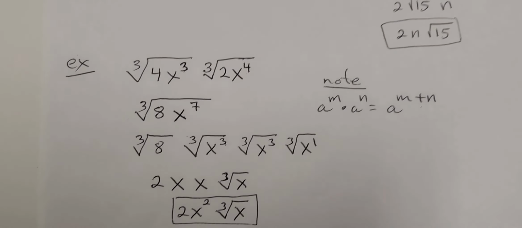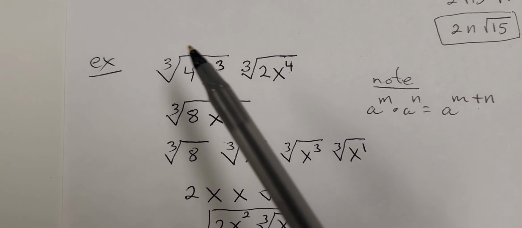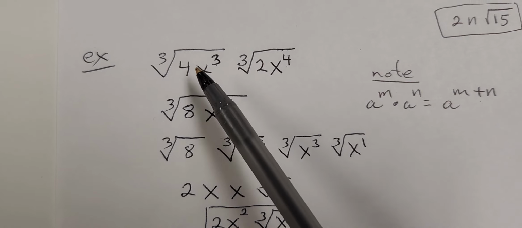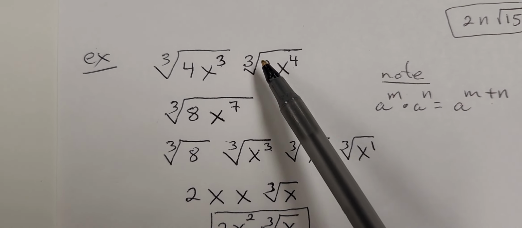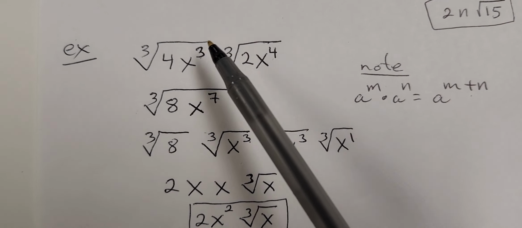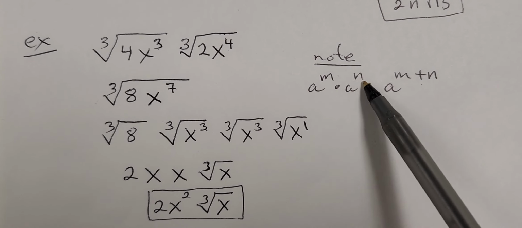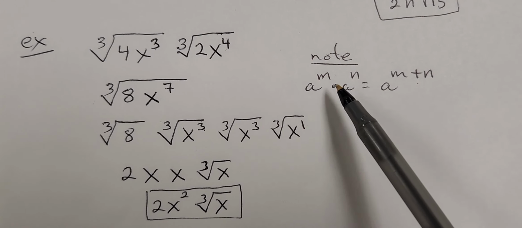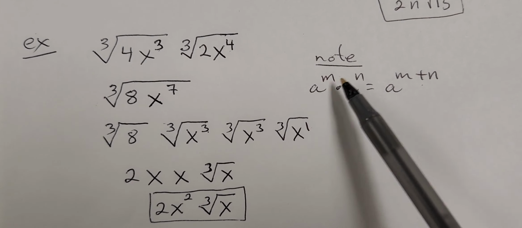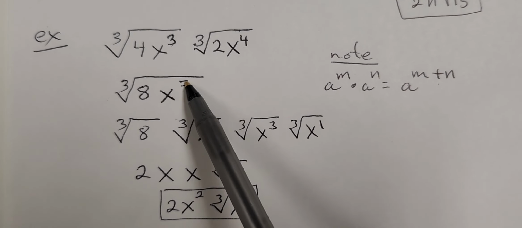Okay, next example, same thing. There's nothing right here, so it's just a 1, and there's a 1 right here, so it's an invisible 1. Now let's multiply them. 4 times 2 gives me 8. Here's a 3, and here's a 4, so 3 plus 4 gives me 7. And why I can do that is because of the product rule of powers, m plus n.